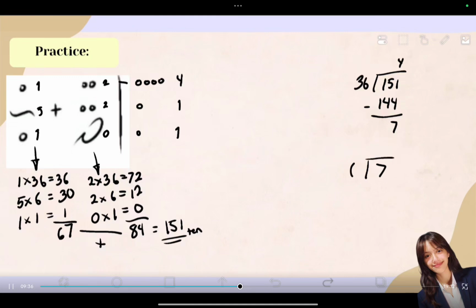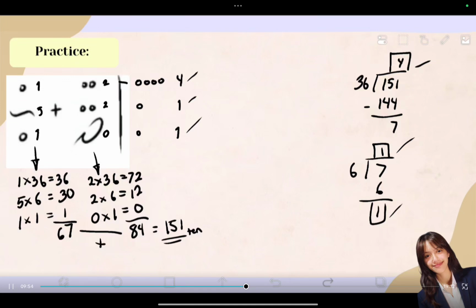Yes, just 1. 1. What did we get? 4, 1, 1. 4 for the hundreds, 1 for the tens, and 1 for the ones.